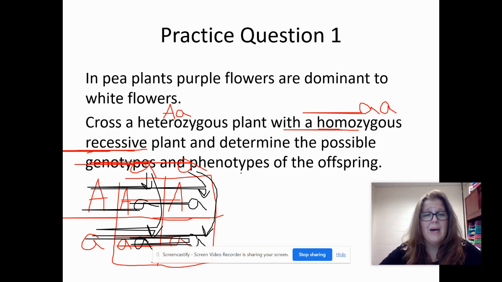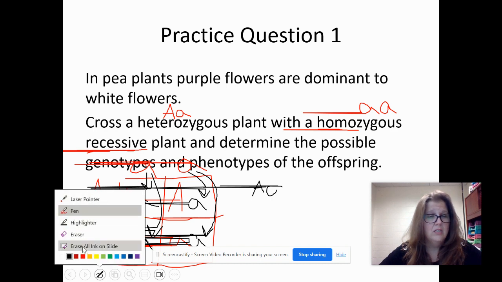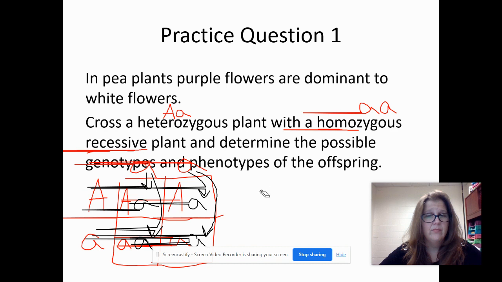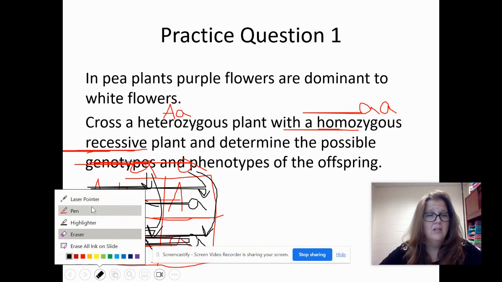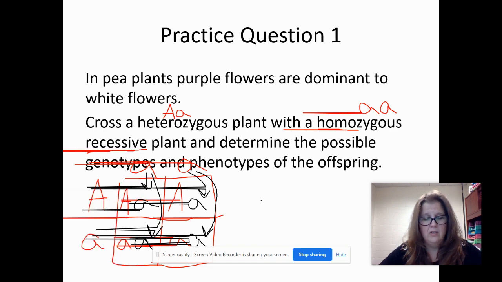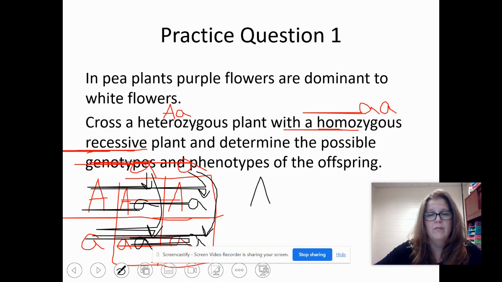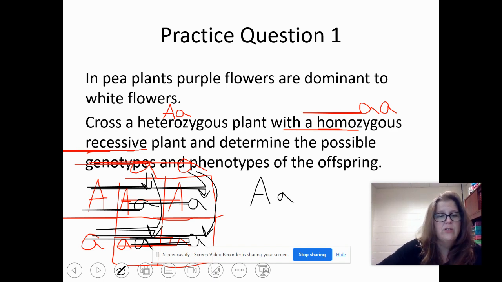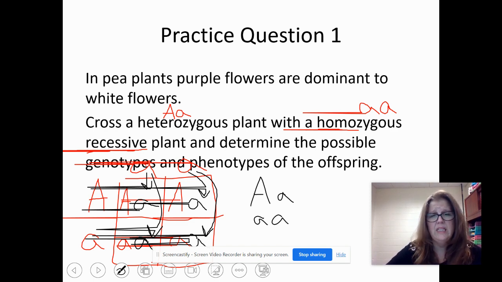So the possible genotypes are we can have heterozygous, big A, little a, or homozygous recessive, little a, little a. We have heterozygous because we had two of those with that. Now we also have to put the phenotypes. Those are our possible genotypes.